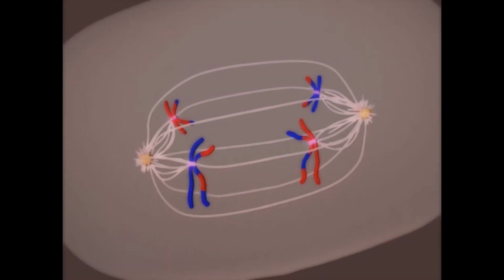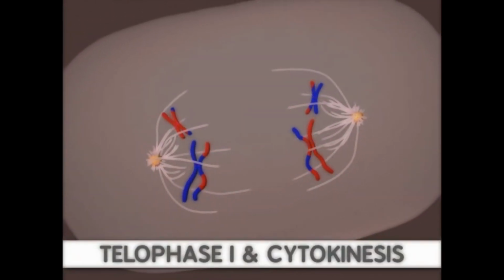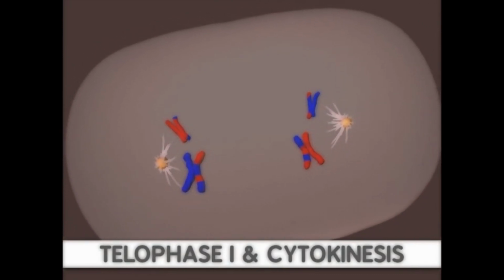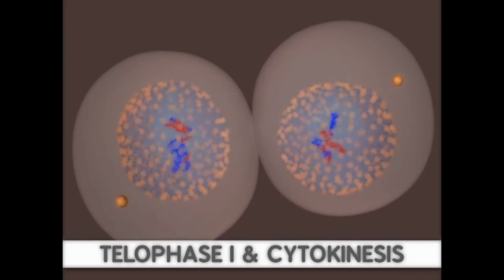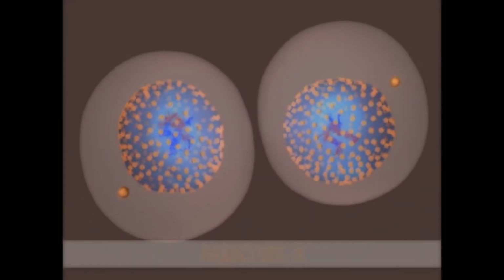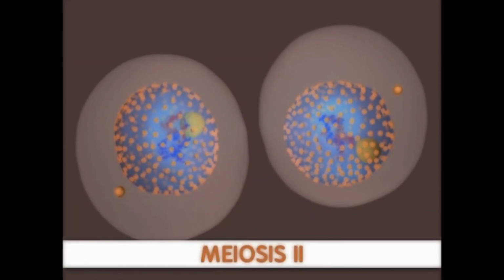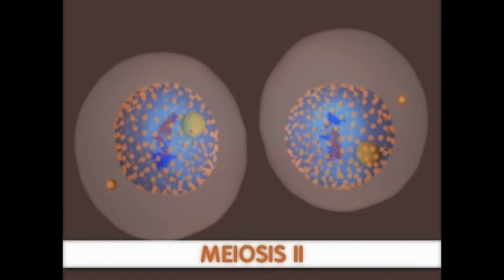The final steps of meiosis I are telophase I and cytokinesis. Here, the cell divides into 2 daughter cells. Each of these 2 cells now undergo meiosis II. Meiosis II is similar to mitosis.